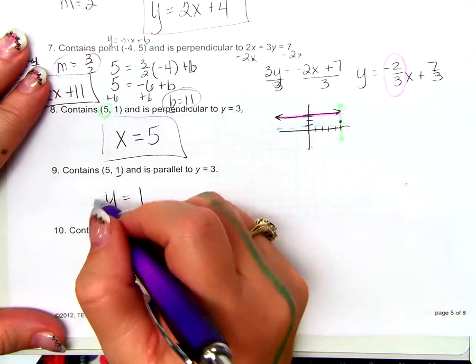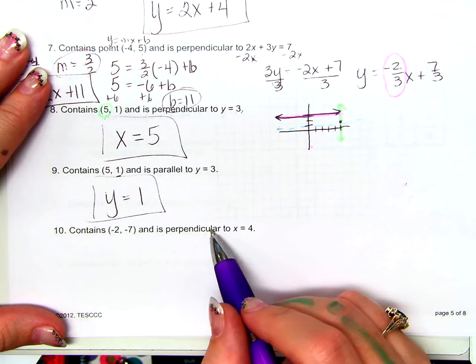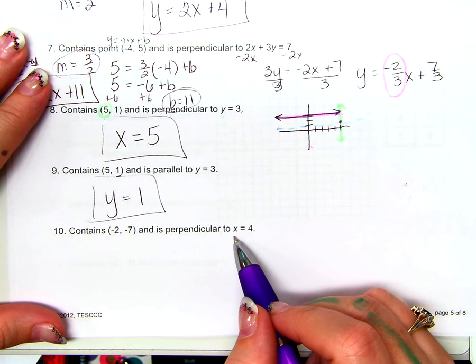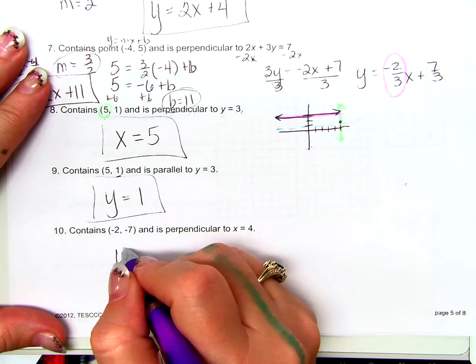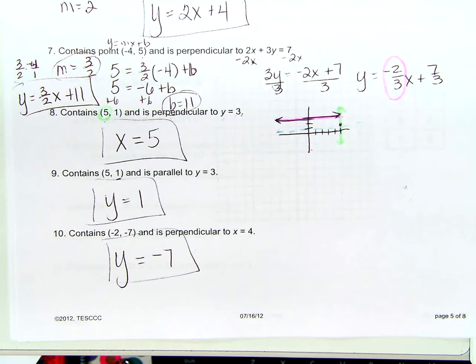Let's try to do this last one without graphing it. It's going to be perpendicular to x equals 4. If it's perpendicular, which axis is it going to cross? The y-axis at -7. Perfect.